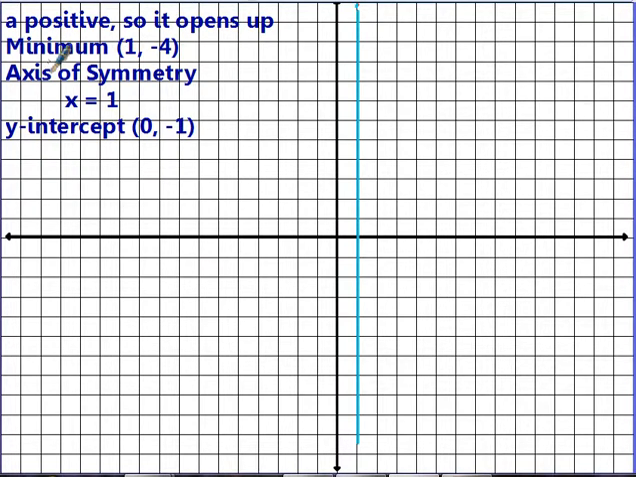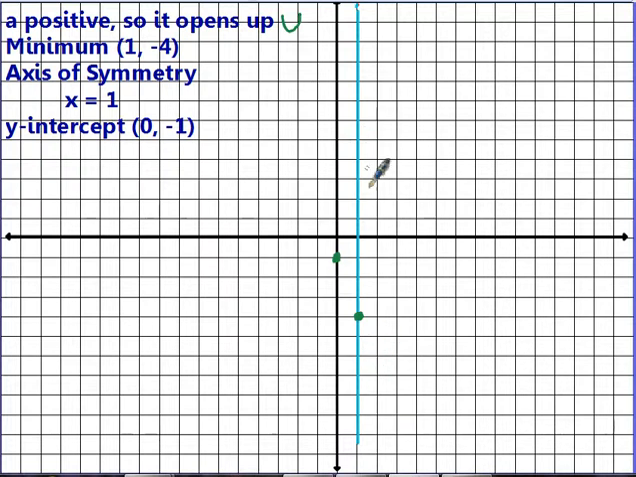Here's the information that we have so far. We know that our parabola is positive, so it's going to be an open up shape. We know that our axis of symmetry is at x equals 1, which is the light blue line. We have a minimum, or our vertex, at 1, negative 4, and a y-intercept at 0, negative 1.